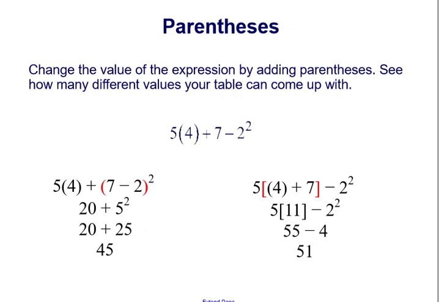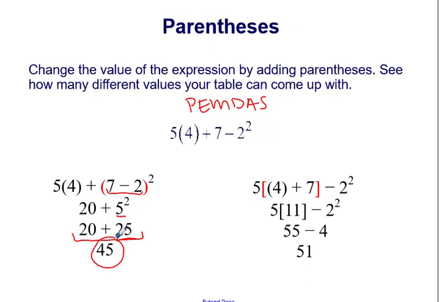So here are just 2 examples of how you can change the value with different placements of parentheses or grouping symbols. Here in the first example on the left, we've added parentheses around the 7 minus 2. So now, according to PEMDAS, we have to do the operation inside the parentheses first. So 7 minus 2 becomes 5. Then our exponent of 5 squared becomes 25. And then if we add that, 20 plus 25 gives us a value of 45.